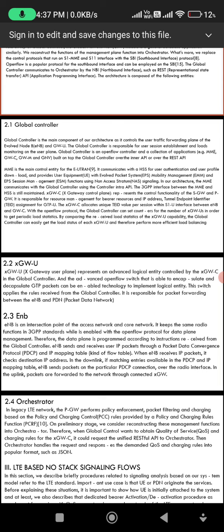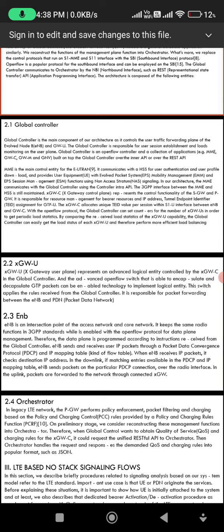MMA is the main control entity for the EUTRAN. It communicates with the HSS for user authentication and user profile download, and provides user equipment with evolved packet system mobility management and EPS session management functions using non-access stratum signaling. In our architecture, the MMA communicates with the global controller using the controller intra API. The 3GPP interface between the MME and HSS is still maintained.